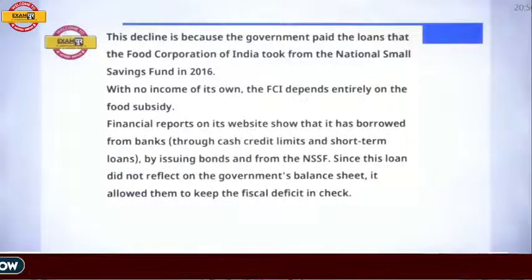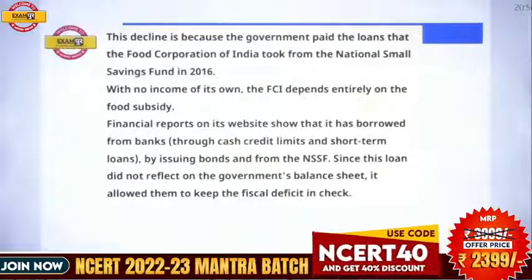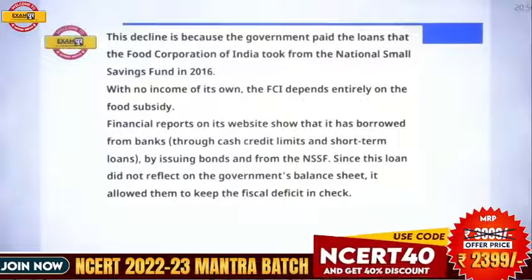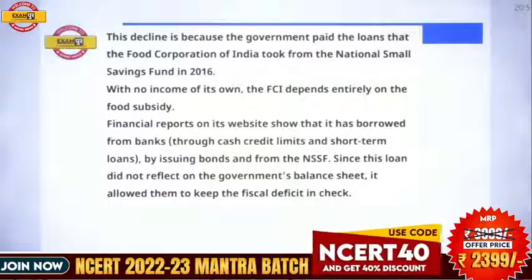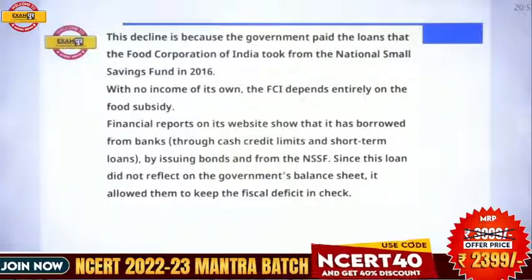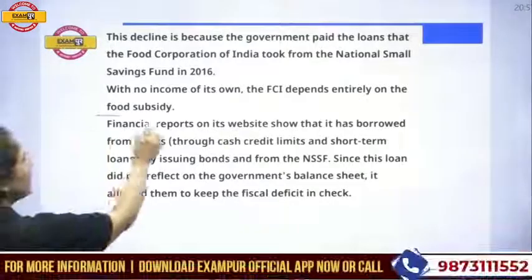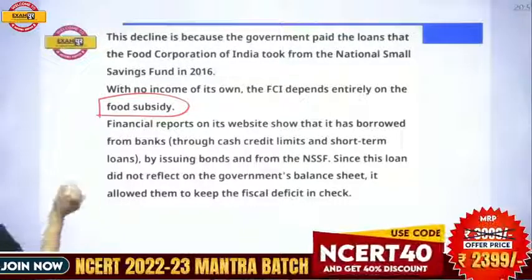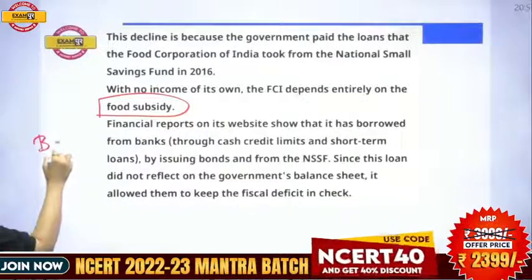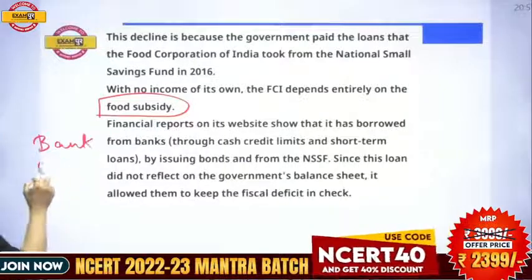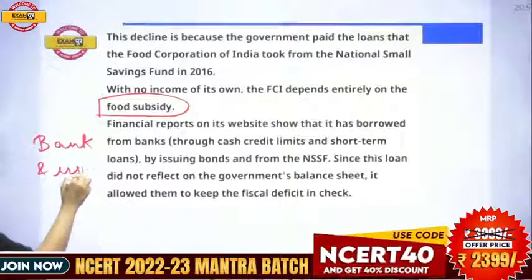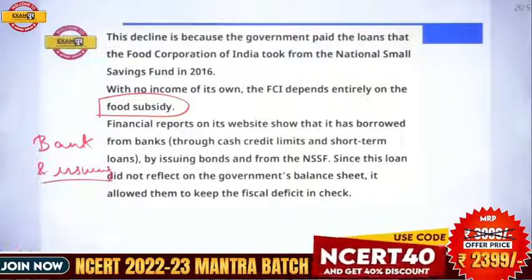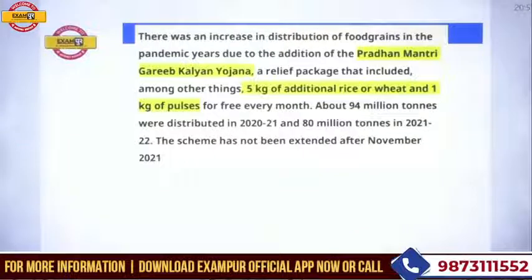The decline is because the government paid the loan FCI took from the NSSF. With no income of its own, it depends entirely on the food subsidies. Like if I do not possess any income, I would have to rely on subsidies. If I am not getting loans, I would have to take money out of the banks and issue bonds to raise funding if I am not getting direct income.